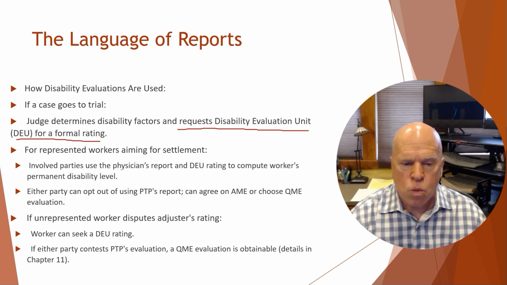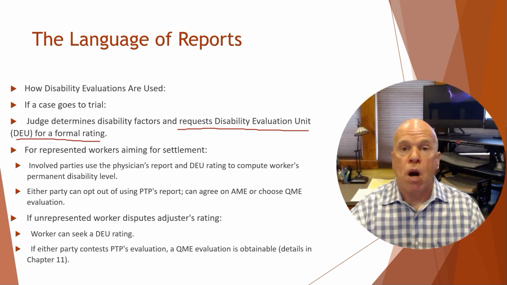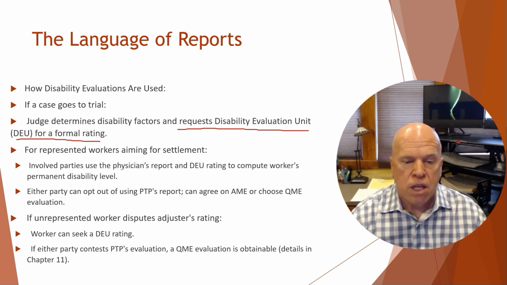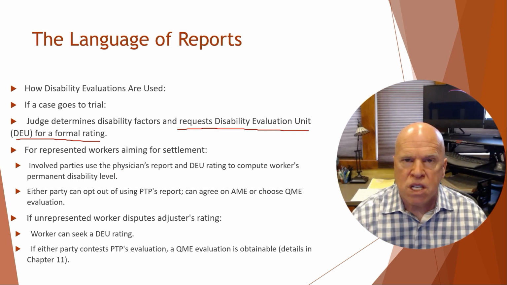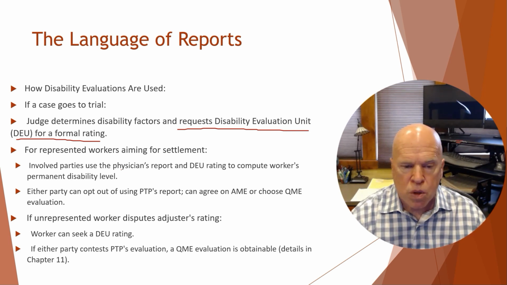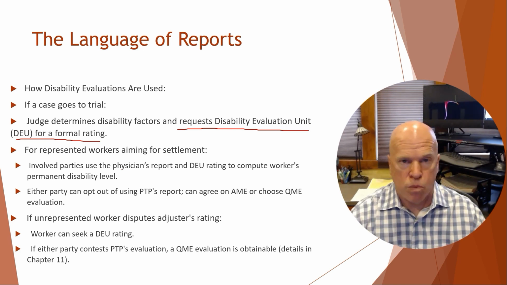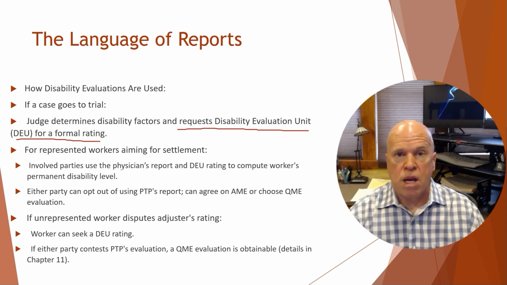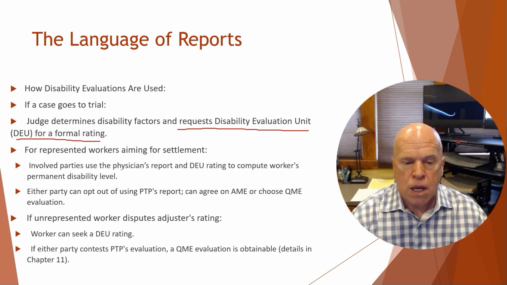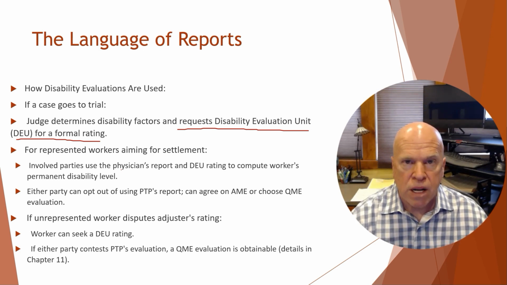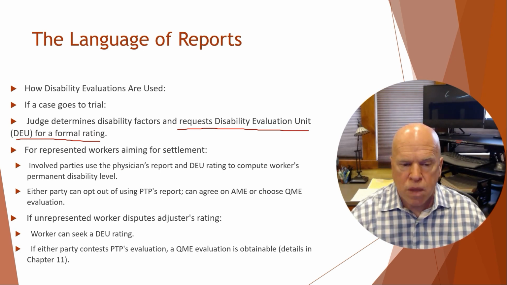So for represented workers aiming for a settlement between the parties, sort of a behind-the-scenes settlement, the involved parties can use the physician's report and the DEU rating to compute the worker's permanent disability level and can then agree on a settlement amongst the parties. And either party, meaning the injured worker and their attorney, or the claims administrator and their attorney, can opt out of using a PTP's report by declaring a dispute with one or more issues in that report, and can agree on an AME, this is for represented injured workers, or they can choose a QME to perform the evaluation. And this is how we get the job. We get these jobs by the gobs and gobs.